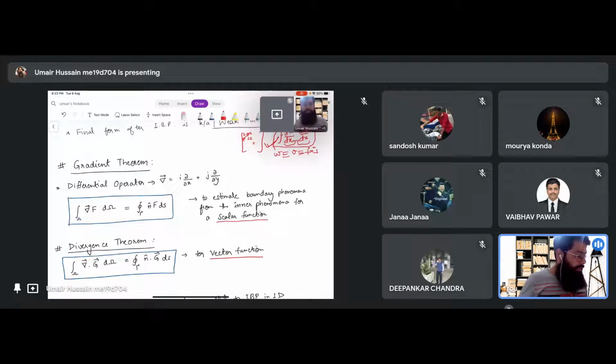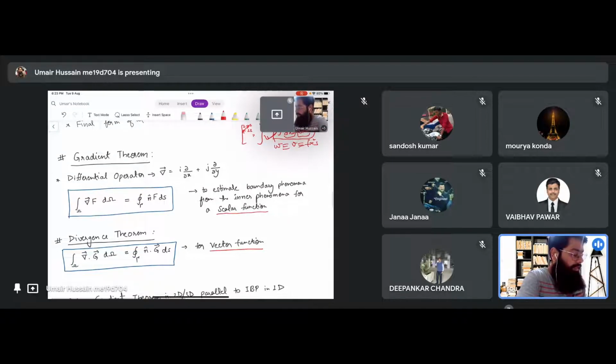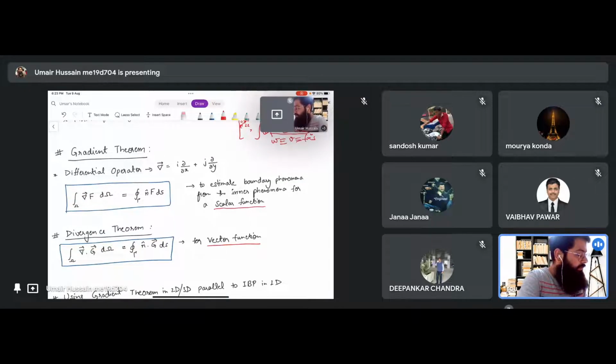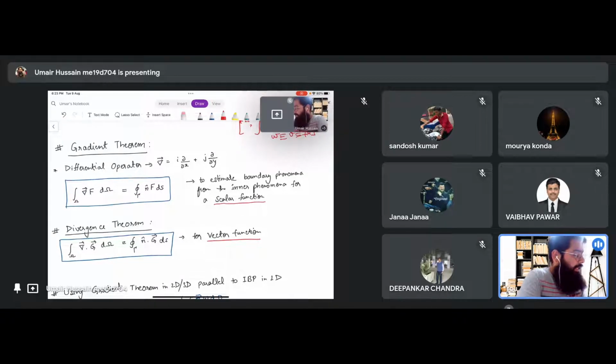So the next thing we studied this week was the gradient theorem. This is also something fundamental we studied in the first year of graduation, I guess. Basically, there are two theorems: the gradient theorem and the divergence theorem. The gradient theorem is useful for a scalar function, and the divergence theorem is for a vector function. Basically, they estimate the boundary phenomena from the inner phenomena, and vice versa.